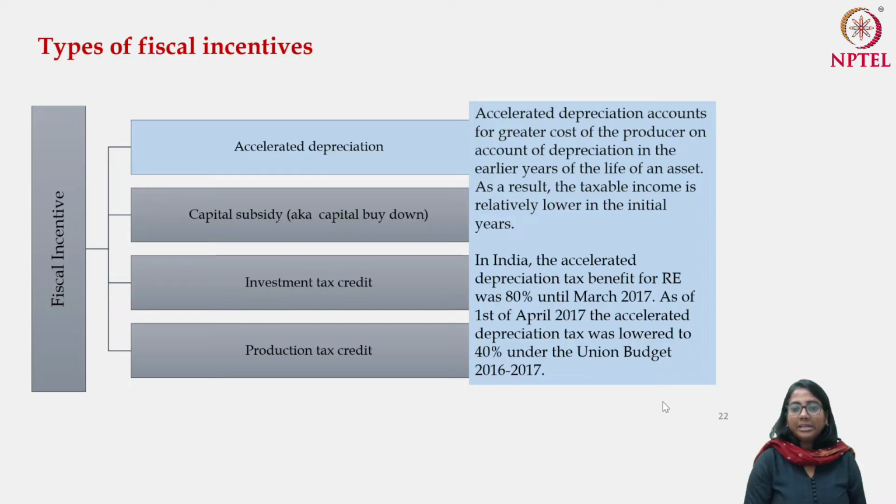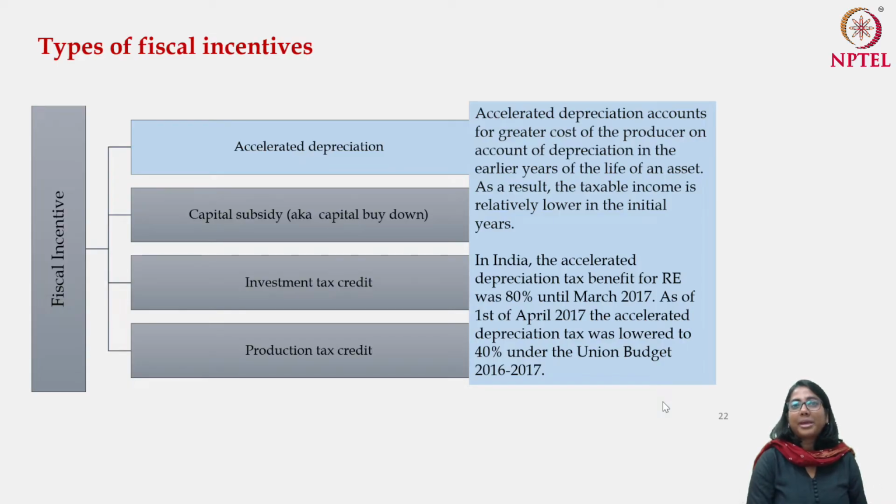So if you see what we have written here, the accelerated depreciation accounts for greater cost of producer on account of depreciation in the earlier years of the life of an asset. As a result, the taxable income is relatively lower in the initial years. How does it help the investor? The investor knows that if the time period over which he or she is going to get back the investment is longer, then it's good to have accelerated depreciation, which shows that your cost is also higher at the initial period. As a result, your net revenue is lower. As a result, your taxable income is lower.